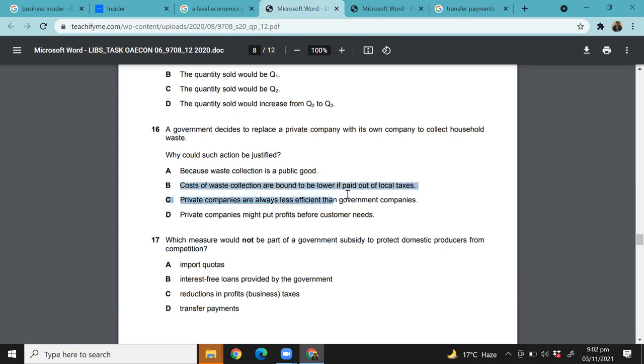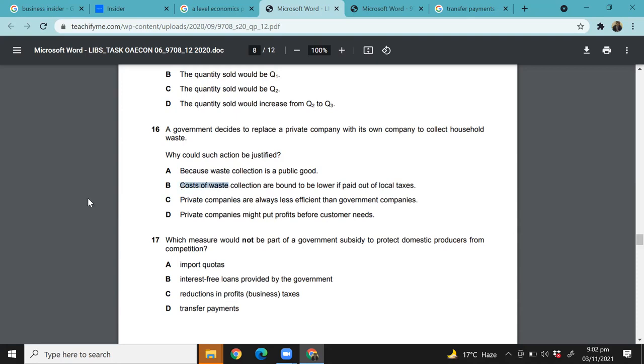Costs of waste collection are bound to be lower if paid out of local taxes. So they're saying that if the cost of trash collection is paid by the taxes that we pay to the government, then the cost would be less.